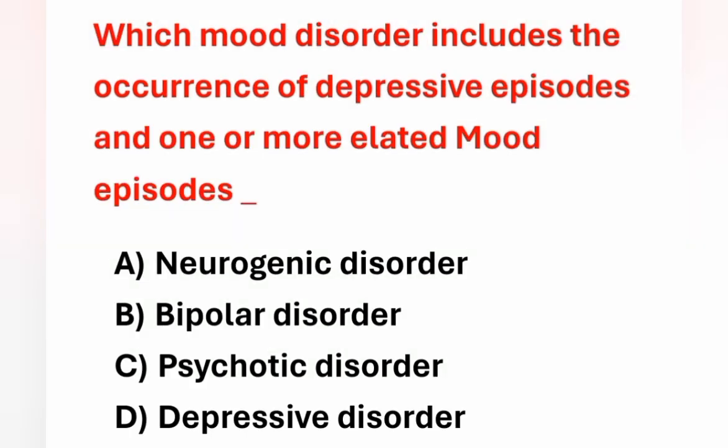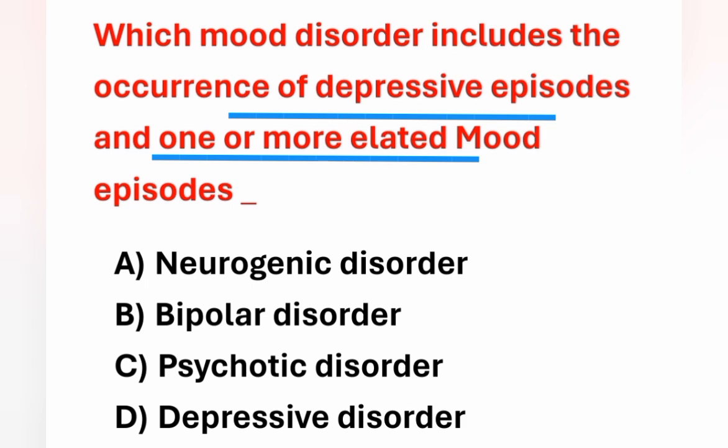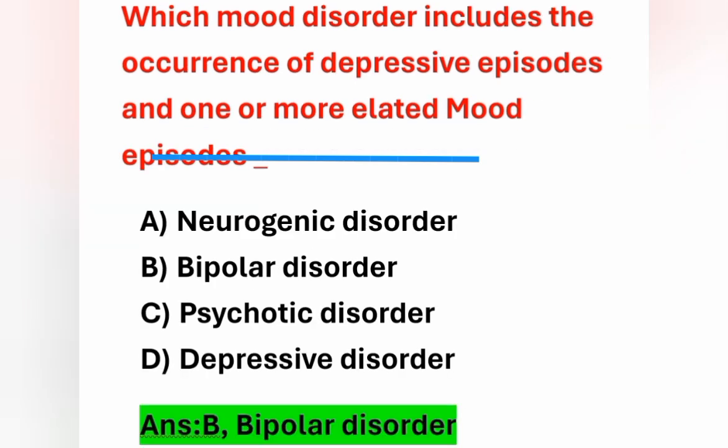And the next question, which mood disorder includes the occurrence of depressive episodes and one or more elated mood episodes? Options, option A, neurogenic disorder. Option B, bipolar disorder. Option C, psychotic disorder. Option D, depressive disorder. The question itself says it is one of the mood disorders. Mood disorder with depressive episode and one or more elated mood episodes is bipolar disorder. Option B is the correct answer.